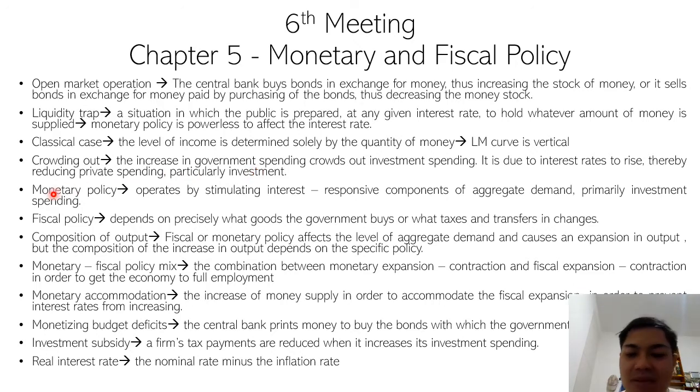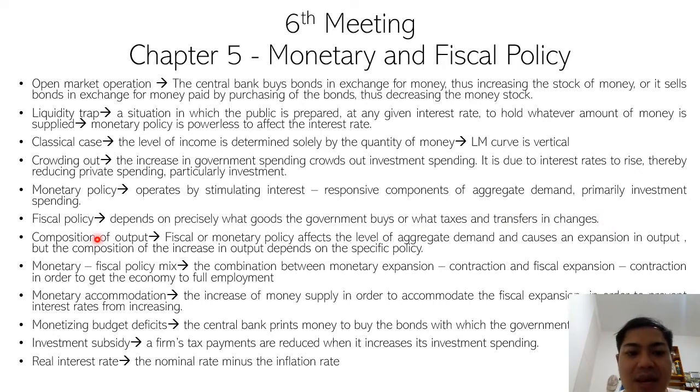And the fifth one is that monetary policy operates by stimulating interest. Interest here is the responsive component of aggregate demand, primarily investment spending. And the next one is fiscal policy, which depends on precisely what goods the government buys or what taxes and transfers it changes.